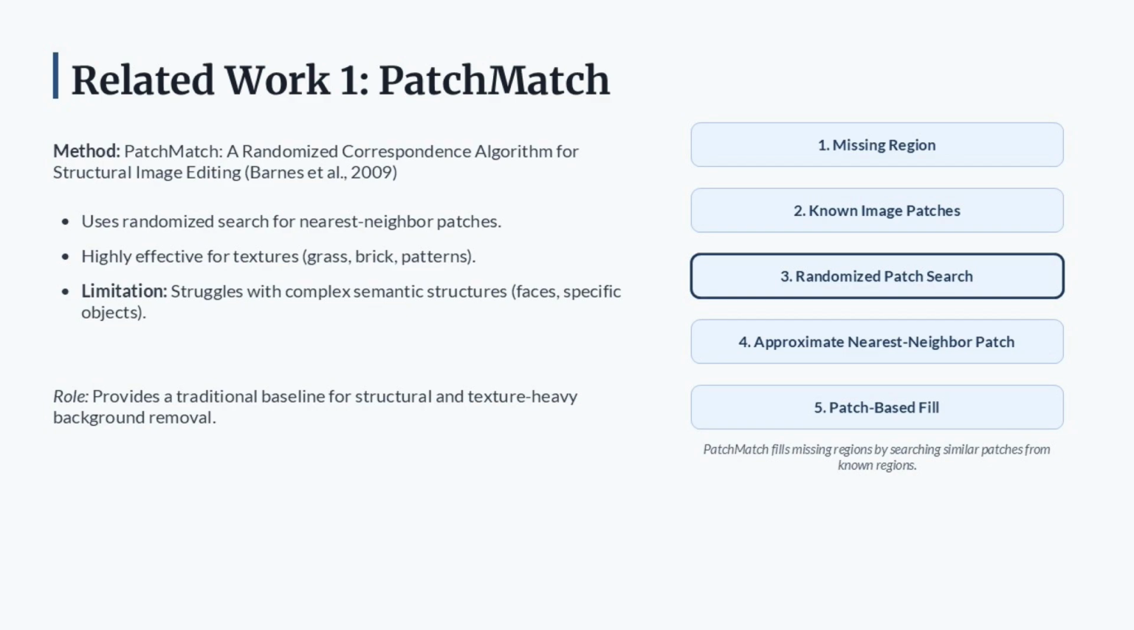This approach is effective for texture-heavy backgrounds, such as grass, brick walls, repeated patterns, or other regions where similar patches can be found. However, PatchMatch also has limitations. It may struggle with complex semantic structures, such as faces, specific objects, text, or regions that require high-level understanding. In this project, PatchMatch is mainly used as a traditional background method. It helps explain how earlier image editing systems handled missing regions before deep learning and diffusion-based approaches became common.